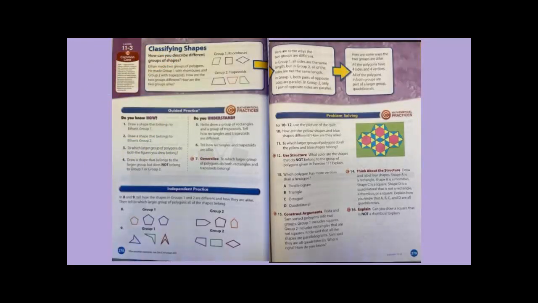Number 4, draw a shape that belongs to the larger group but does not belong to group 1 or group 2. So think about it. What is the larger group? Stop the video and draw your figure. I drew this rectangle. It is not like a rhombus because all four sides are not equal. And it is not a trapezoid because a rectangle has two pairs of parallel lines.